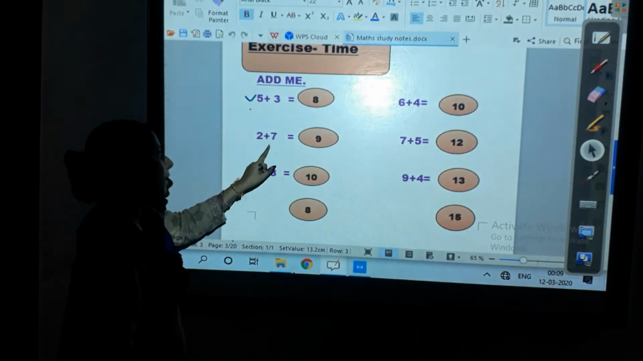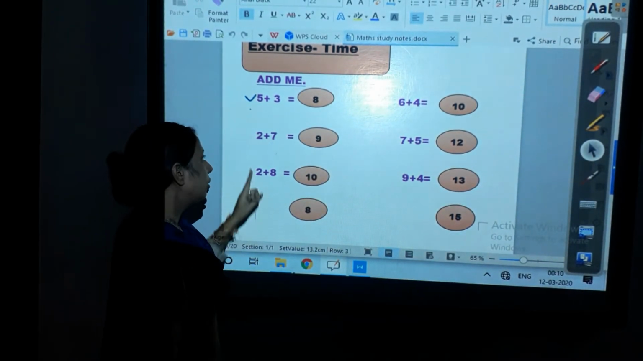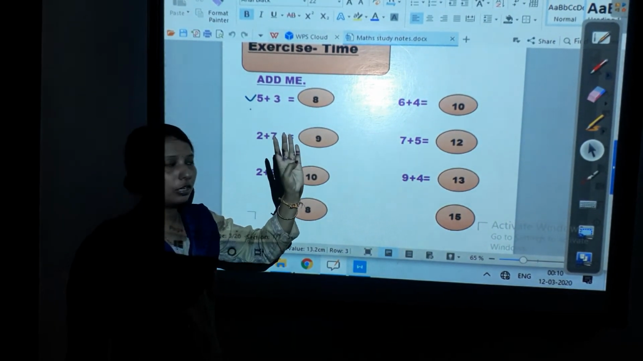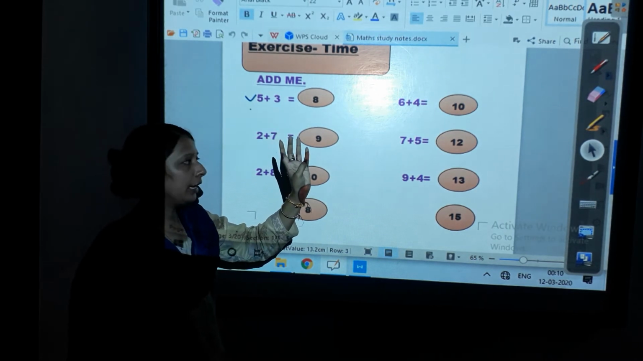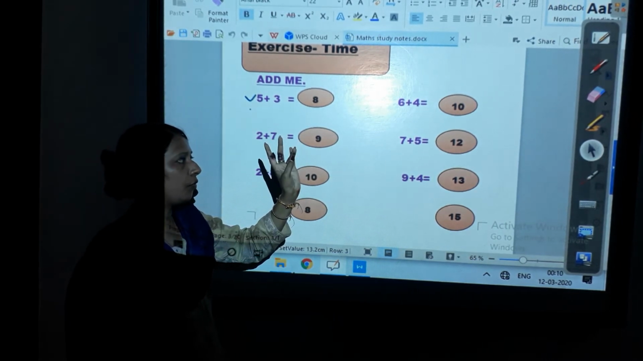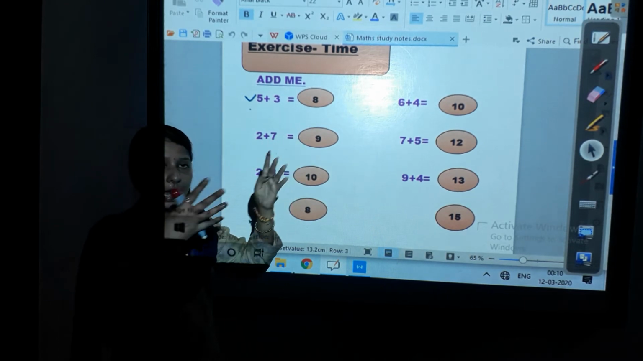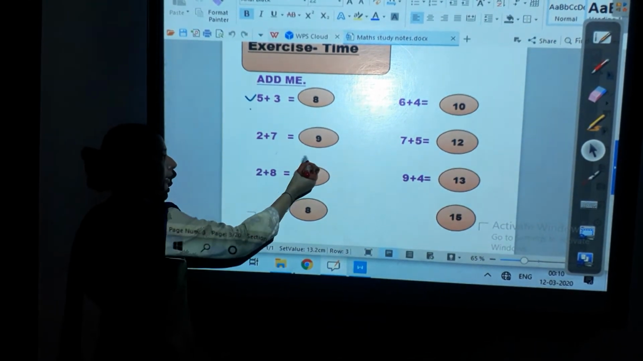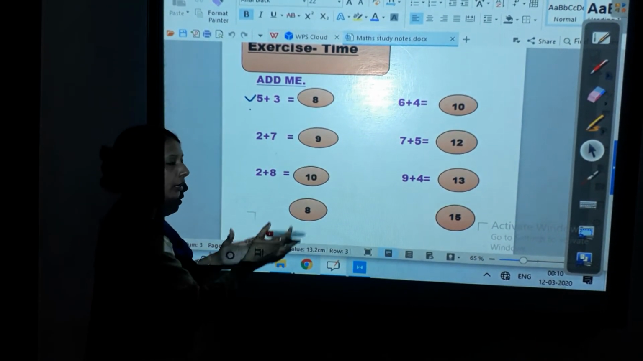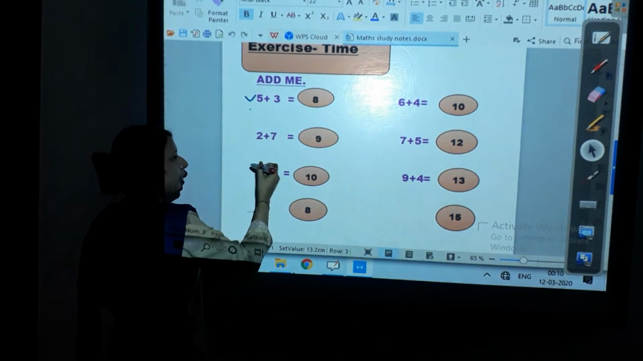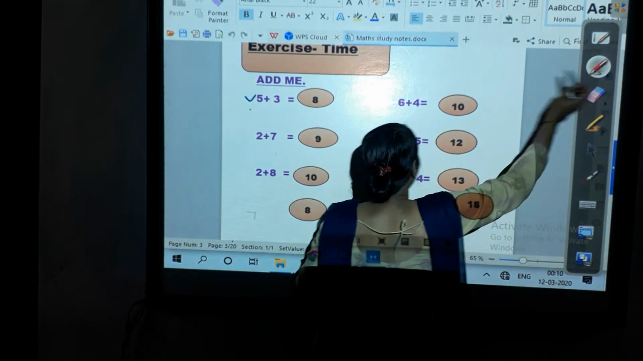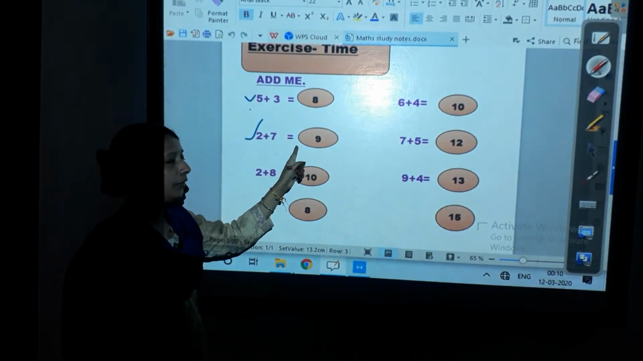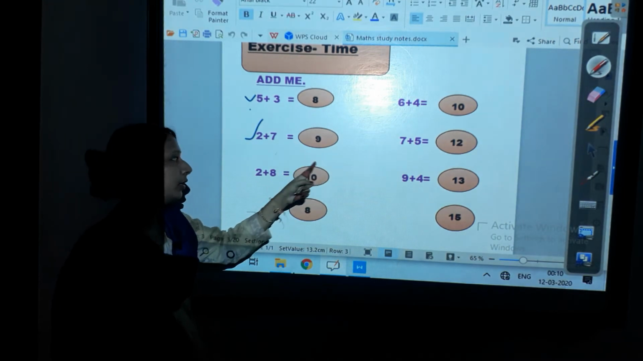Next, 2 plus 7. Count it. We can count it with our hands also. 1, 2. Again 7. 1, 2, 3, 4, 5, 6, 7. So if we add it together, okay. So just count it like that. With the help of standing lines also, you can solve it. So if I solve it, the number is 2 plus 7. So the answer will be 9. 2 plus 7 is equal to 9.